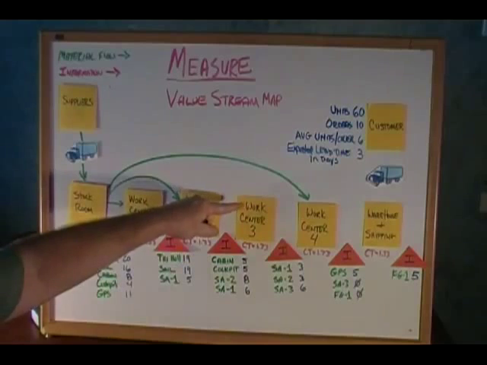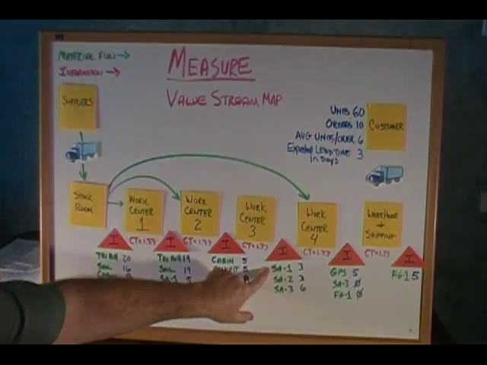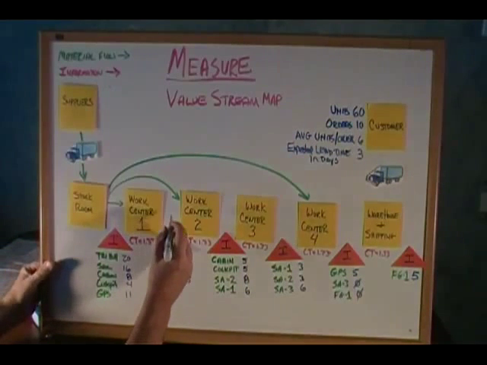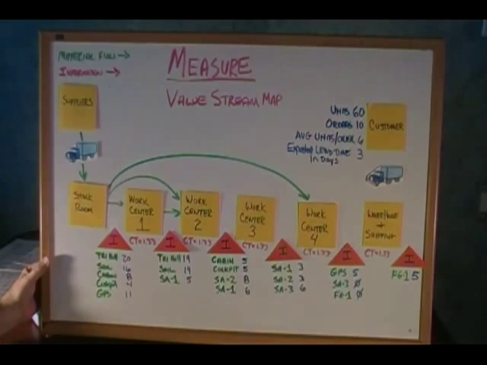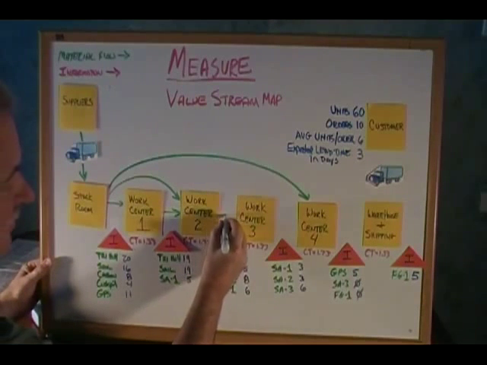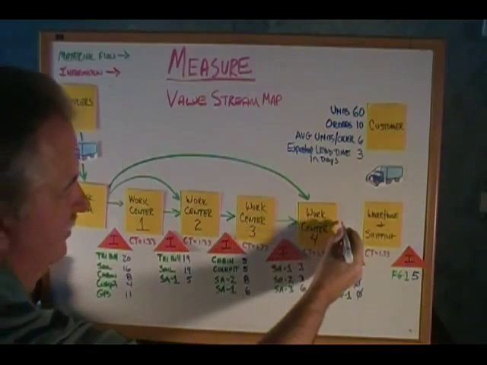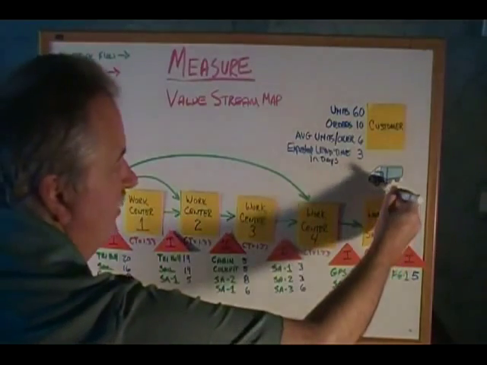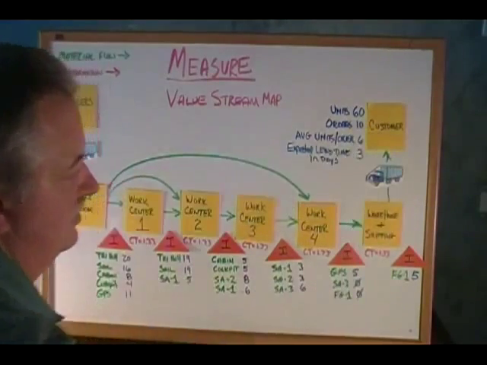At work center number 3, the only inventory that we have is sub-assemblies. From work center number 1, sub-assemblies flow over to work center number 2. They flow to work center number 3, to work center number 4, and then on to our warehouse, where they get shipped to our customer.